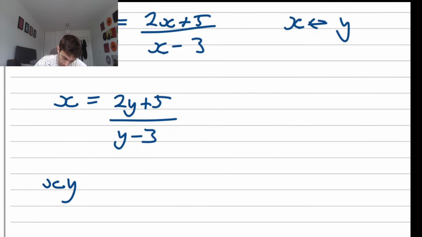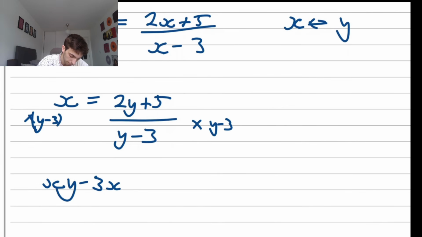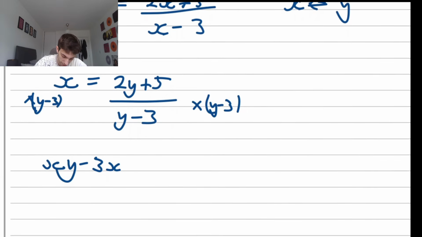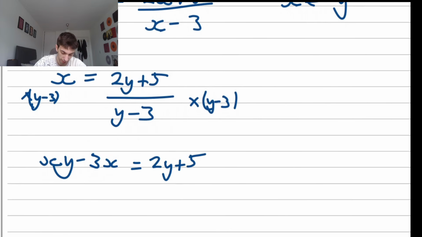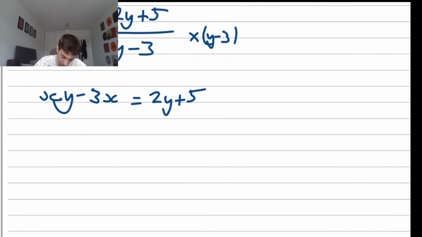So we get xy minus 3x. This is just multiplying both sides by y minus 3. So we have xy minus 3x equals 2y plus 5, trying to make y the subject. So we want all those y's on one side. So we have xy take away 2y equals 3x plus 5.